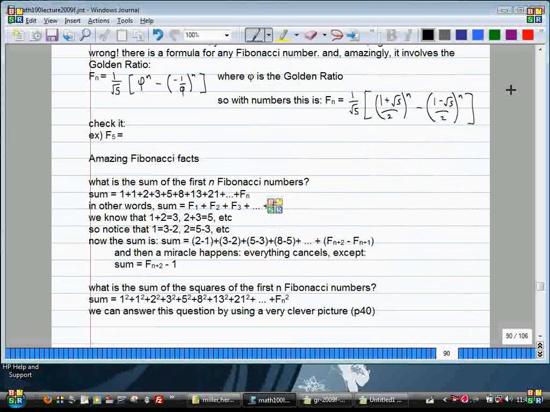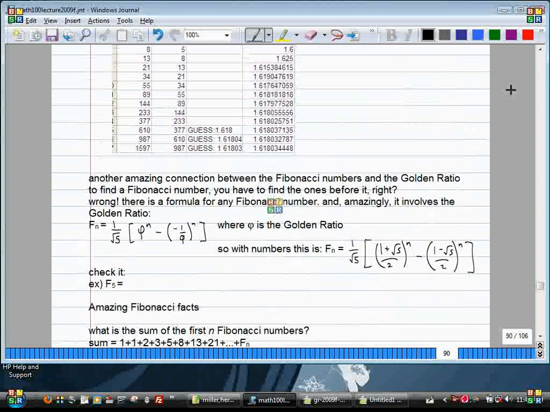I have put here another couple of amazing Fibonacci facts, and these two are simply extra credit. I don't expect you to know these things. They're just extraordinary stuff. And it's amazing how the Fibonacci sequence, first of all, turns up everywhere. I'll show you the pictures for that next time. And also, there are lots of unbelievable mathematical relationships. What is the sum of the first n Fibonacci numbers? In other words, if you add up 1 plus 1 plus 2 plus 3 plus 5, and so on, up to whatever Fibonacci number you want to go to.